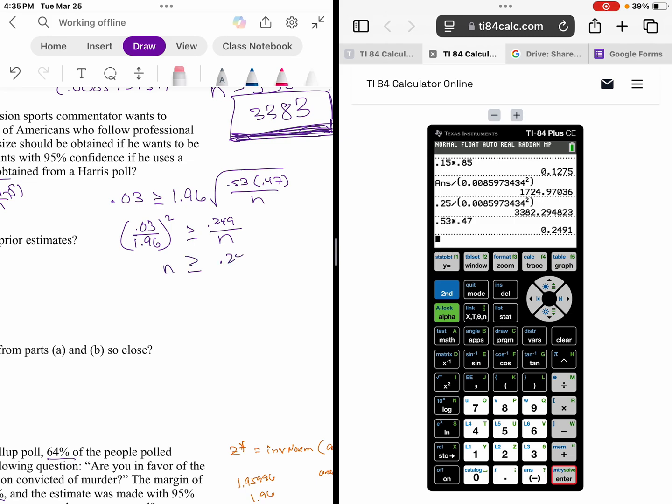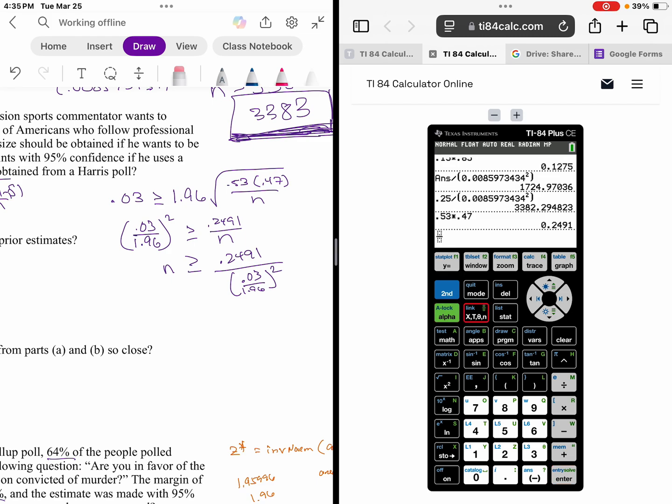0.2491 divided by 0.03 over 1.96 squared. And that's what I'm going to type in the calculator to go a little bit quicker. Again, my other video on this goes a little bit slower through it in the process.